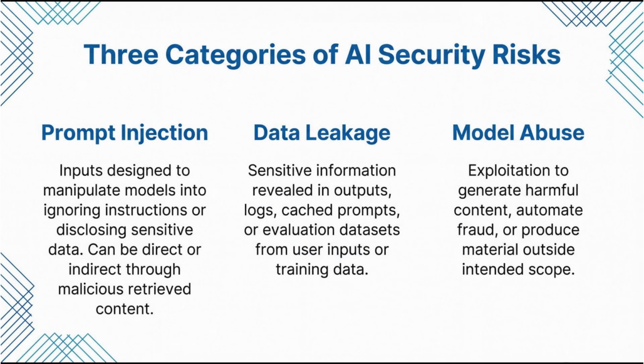There are three primary categories of AI specific risks. Prompt injection includes direct attacks that override system instructions and indirect attacks via poisoned retrieved content. Data leakage occurs when sensitive information from training data, user inputs, cached prompts, logs, or evaluation datasets appears in outputs. Model abuse involves exploiting the model to generate harmful content, automate fraud, or produce material outside its intended scope. These risks require controls at both input and output stages.